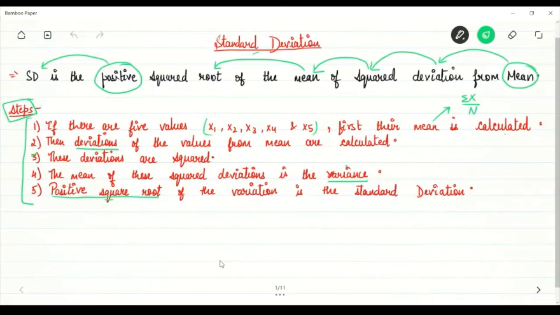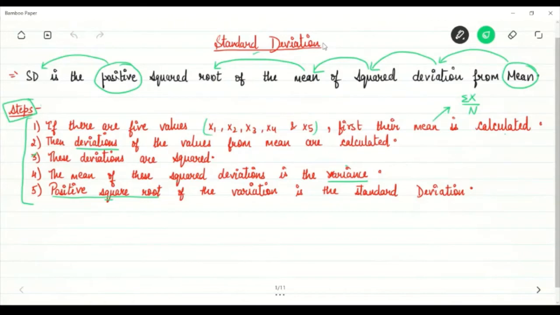So, as you can see, standard deviation is the positive square root of the mean of squared deviation from mean. Now, at first glance, we can see the statement is pretty complex. But wait, we can make it easy by reading it in reverse. So, how to calculate standard deviation?